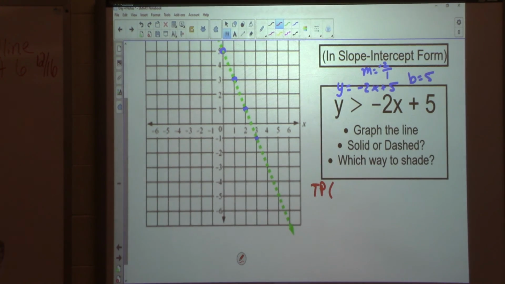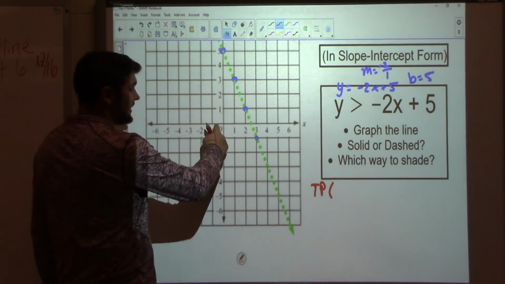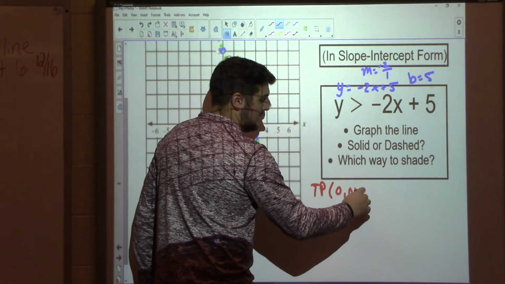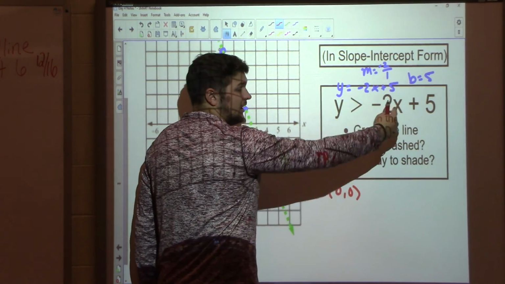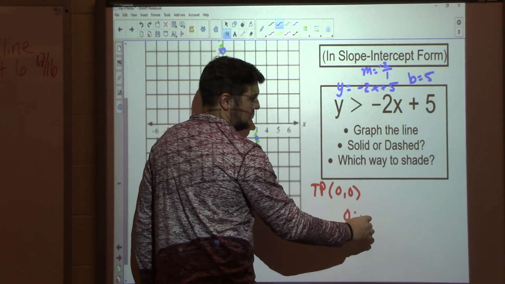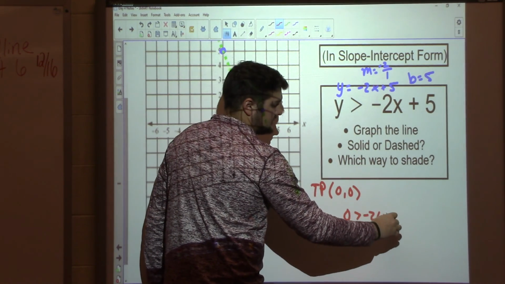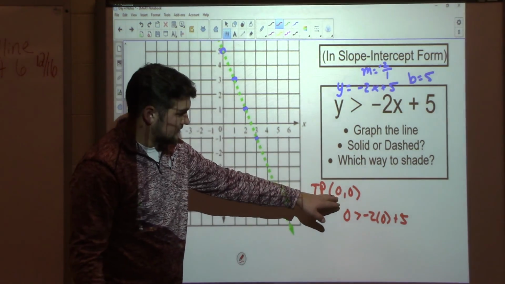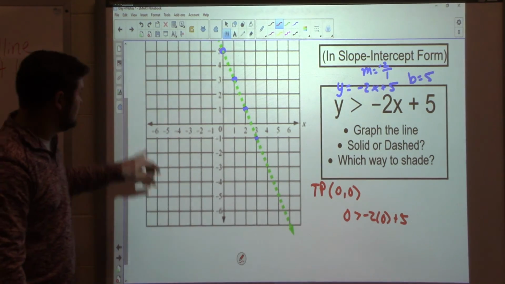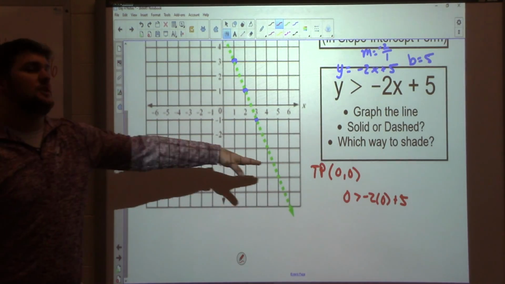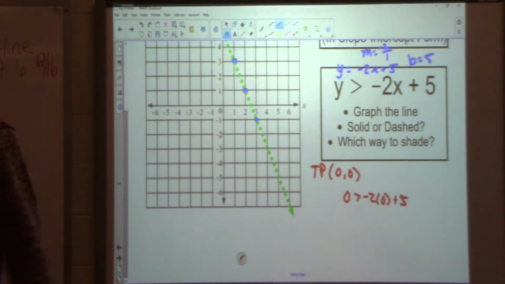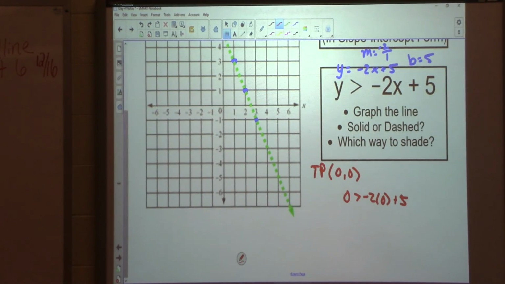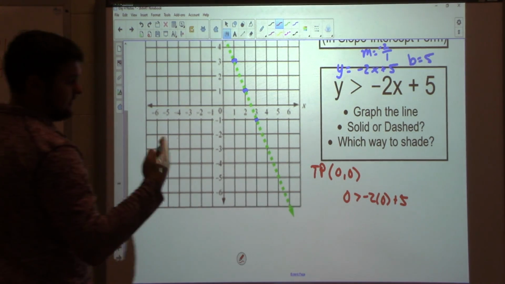If it's on the line, I can't choose it. Well, it's not on the line here, so I'm going to take 0, 0, and I'm going to plug it into my inequality. I get 0 is greater than negative 2 times 0 plus 5. I plug 0 in for x and 0 in for y. If this comes out to a true statement, I'm going to shade the side with the test point on it. If it comes out to a false statement, I'm going to shade the opposite side of the line.